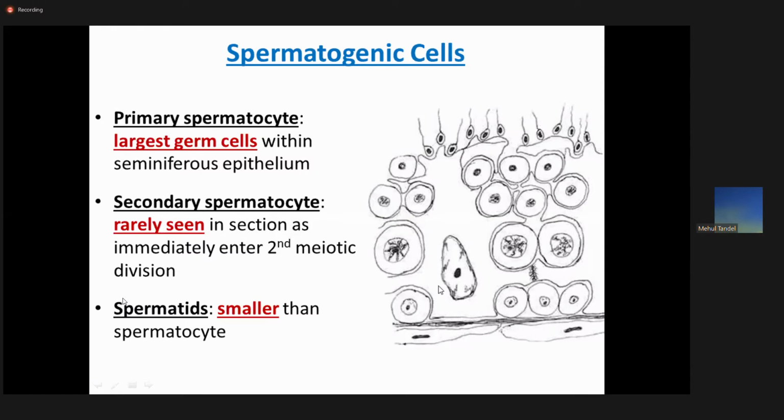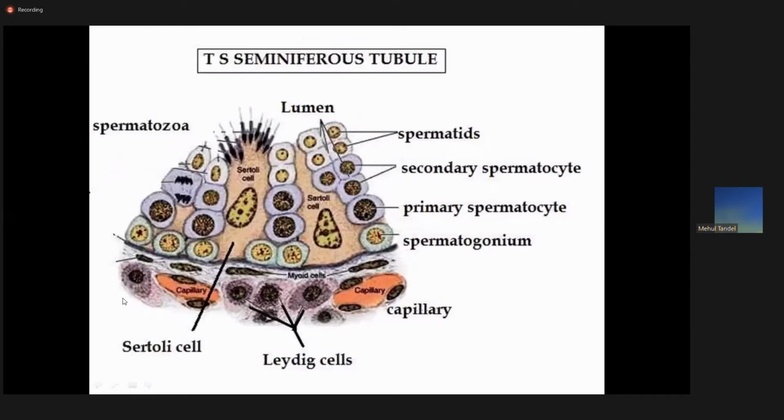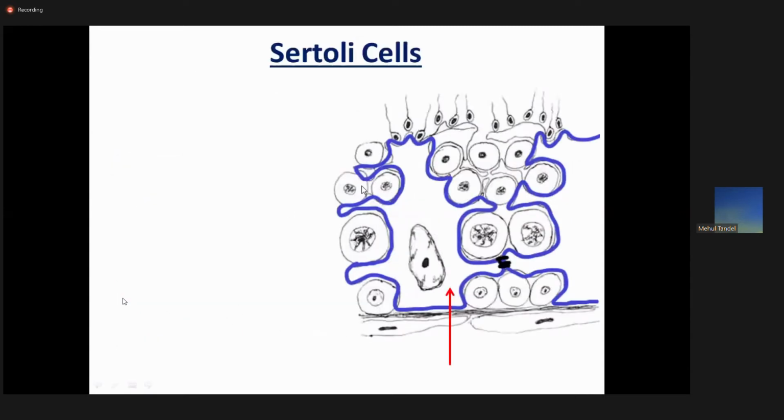So that is about the spermatogenic cells. You can see spermatogonium in contact with the basement membrane. On the side there is a primary spermatocyte, secondary spermatocyte, and spermatid, and near the lumen spermatid and spermatozoa. Secondary spermatocytes are rarely seen because they quickly undergo division and are converted into spermatid. Primary spermatocyte is the largest. Next cell is the Sertoli cell.